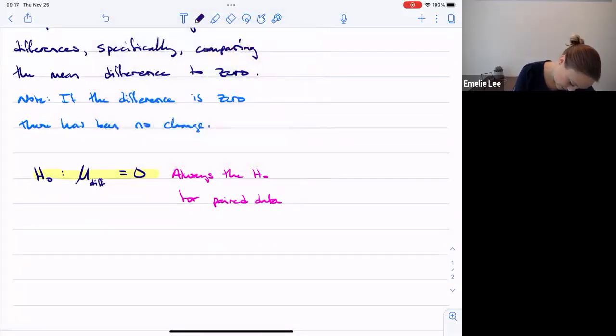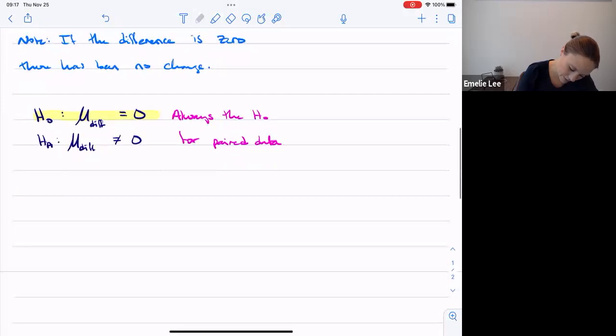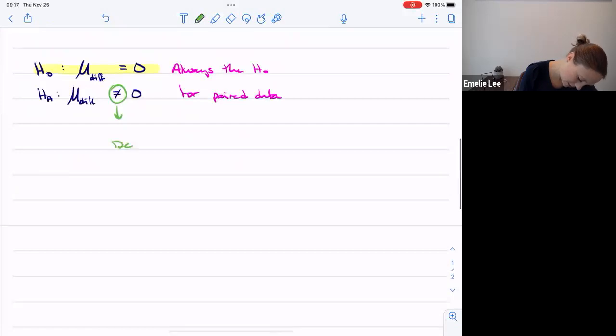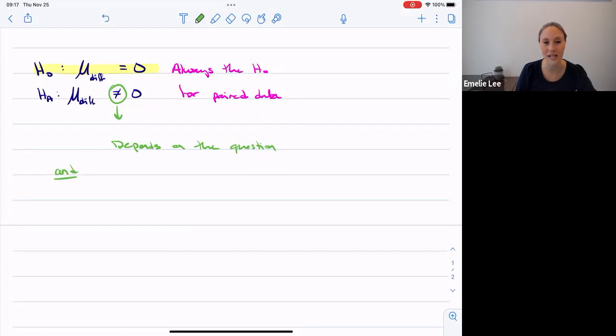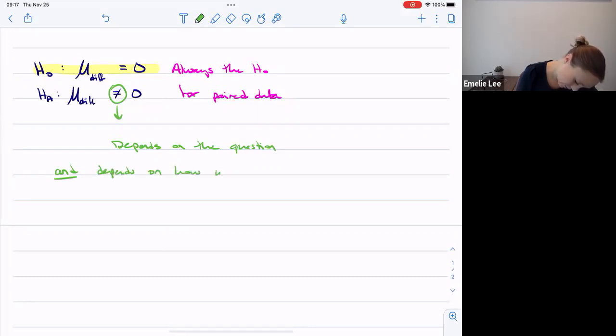Okay, so the alternative hypothesis, mu diff does not equal 0. Okay, but this here depends on the question, and depends on how we calculated the difference.